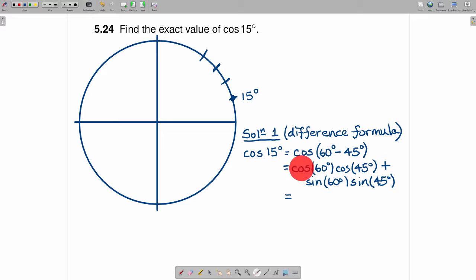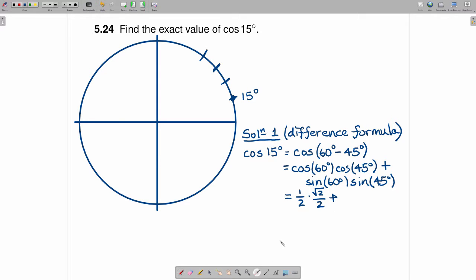First of all, what is the cosine of 60 degrees? Well, here is 60 degrees. The cosine is the first component, and that's 1/2. What is the cosine of 45 degrees? Well, here is 45 degrees. The first component here is the cosine, and that is, you can write it as either 1 over the square root of 2 or the square root of 2 over 2.